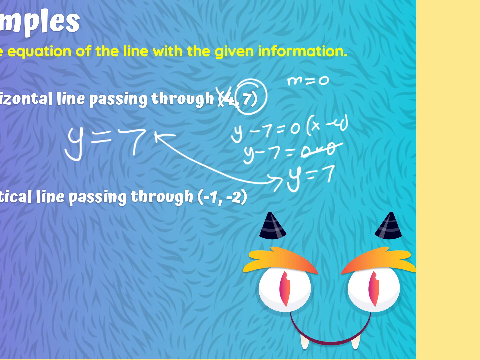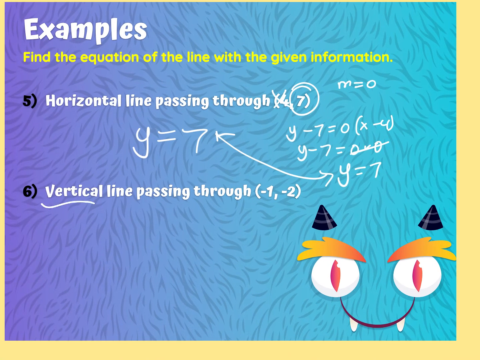But you cannot do that with undefined, right? Like I can't plug in undefined. So I have to know that the vertical line is what? X equals, and then I just grab the x value. So it's x equals negative 1.